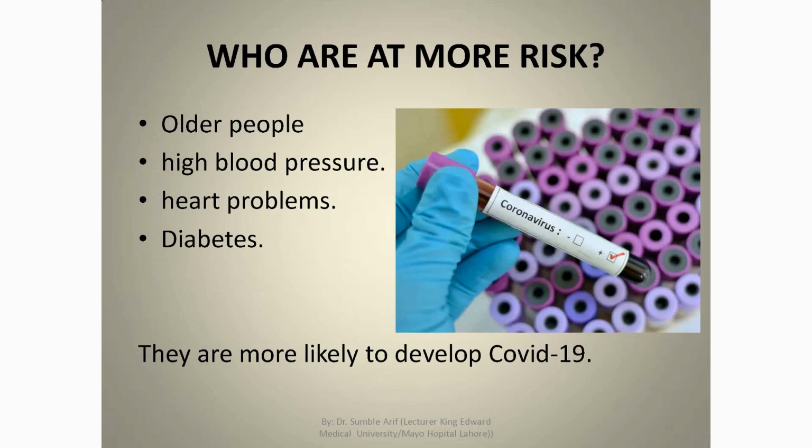And who are the people who are at more risk? As this is a global pandemic, older patients with high BP and other heart problems, and diabetic patients, should take more care and should stay at home and wash their hands regularly and for 20 seconds.